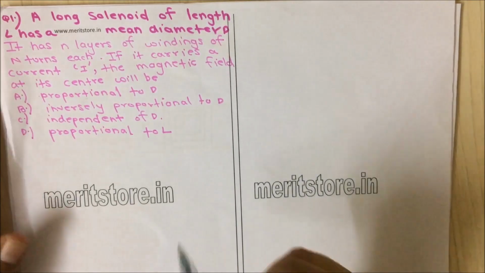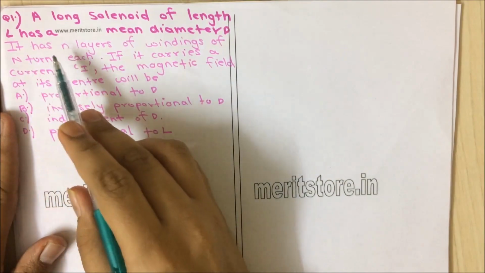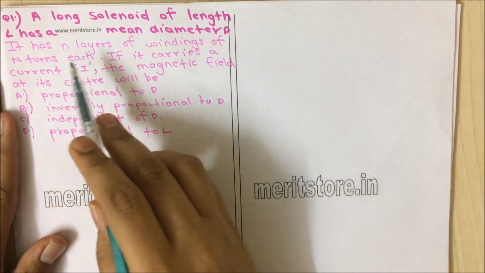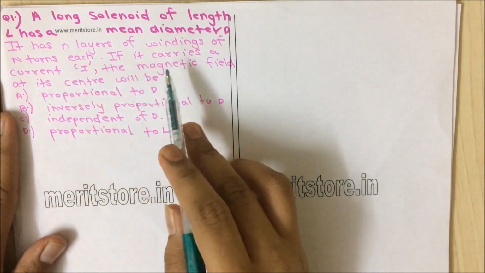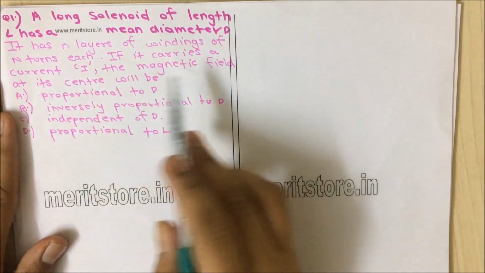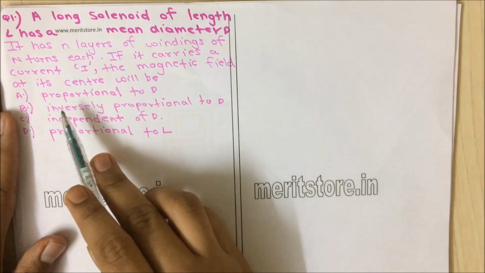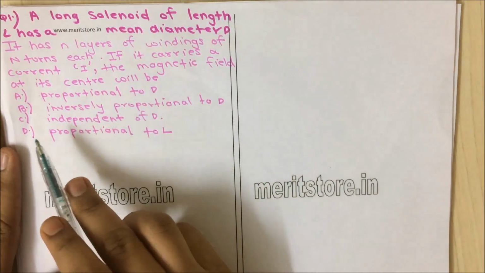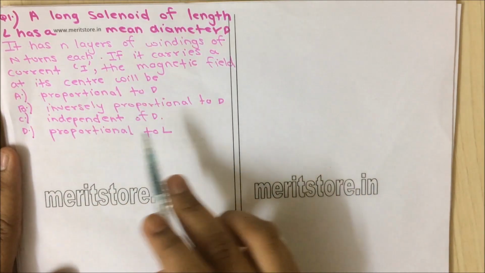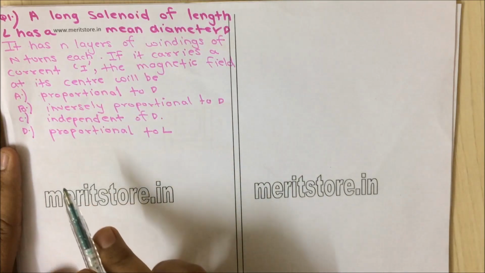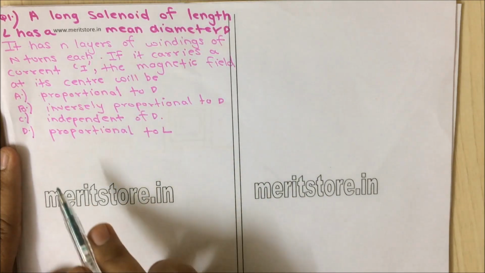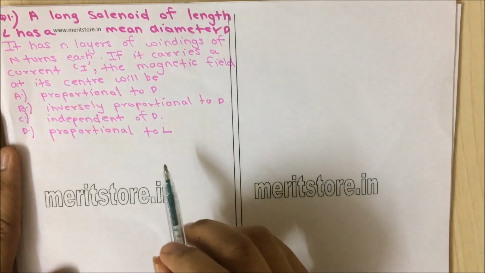Question number 1. A long solenoid of length L has a mean diameter D. It has n layers of windings of n turns each. If it carries a current I, the magnetic field at its center will be: option A, proportional to D; option B, inversely proportional to D; option C, independent of D; option D, proportional to L.